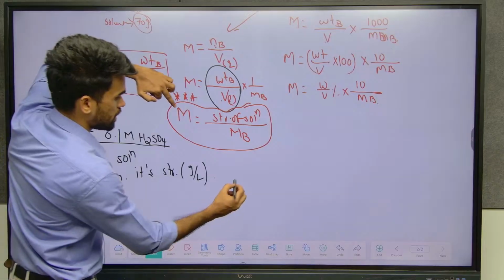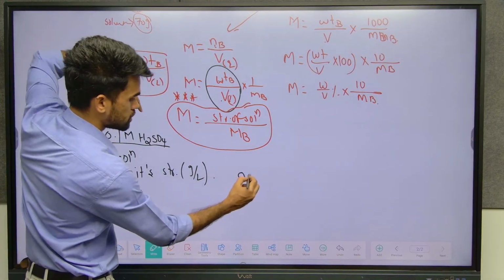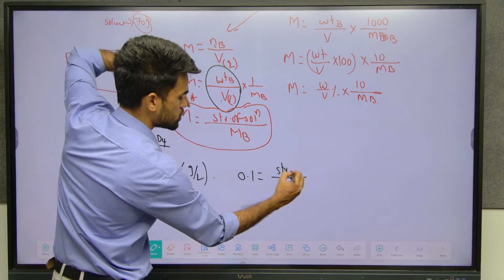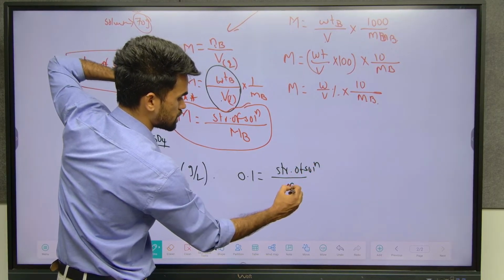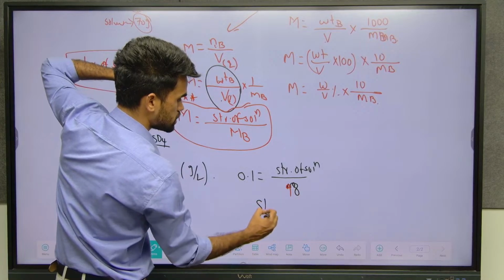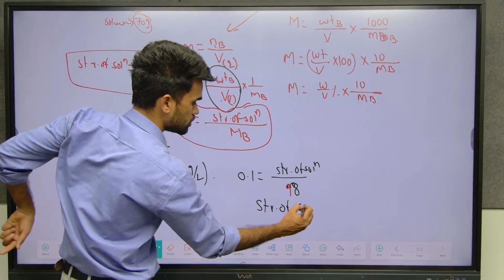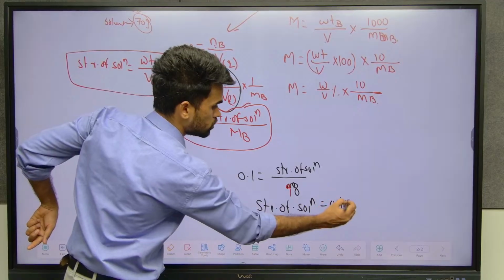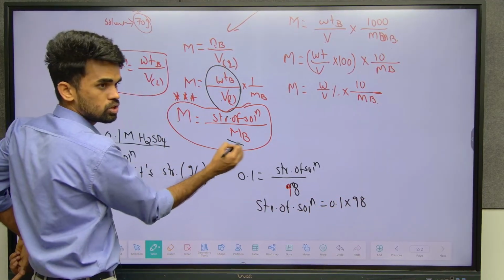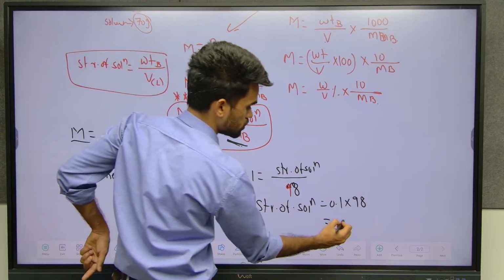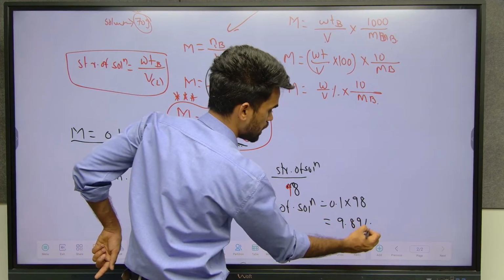So molarity is given now. How much molarity is given? 0.1. What am I asking? Strength of solution. What is the molar mass of sulfuric acid? 98. So strength of solution will be 0.1 into 98. So strength of solution equals molarity into molar mass of that solute. So 9.8 gram per liter.